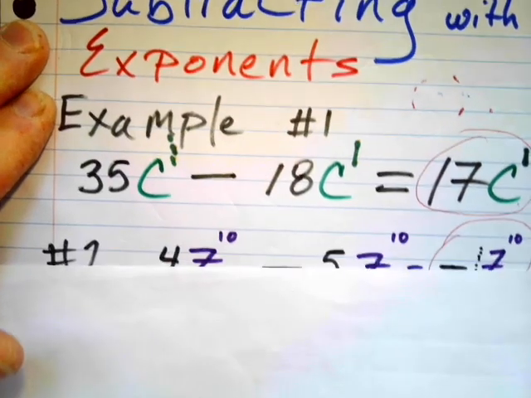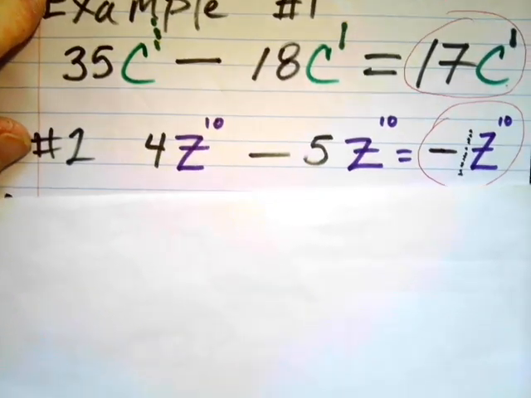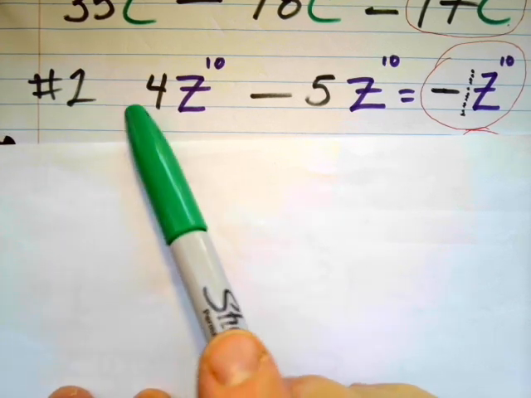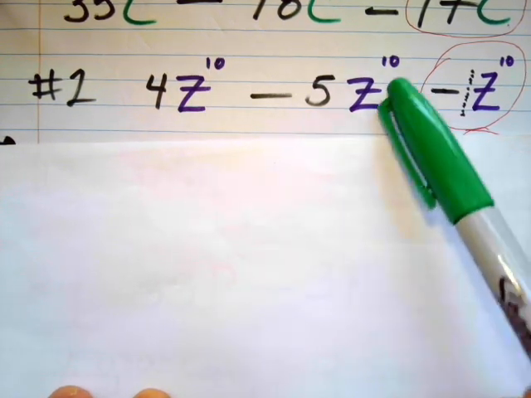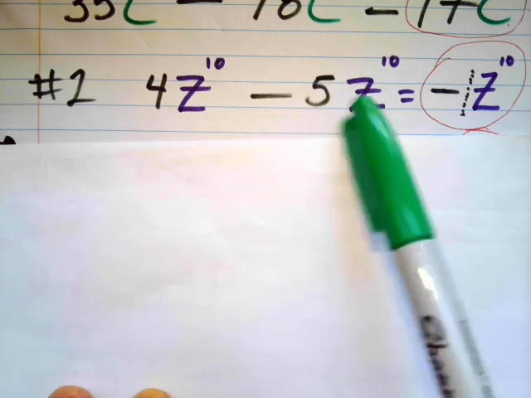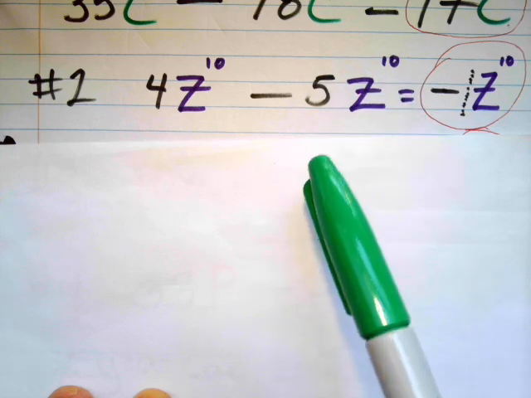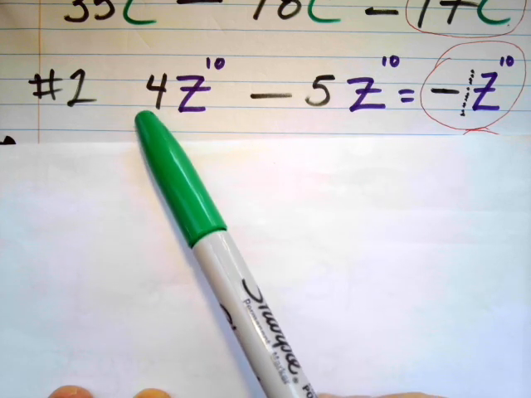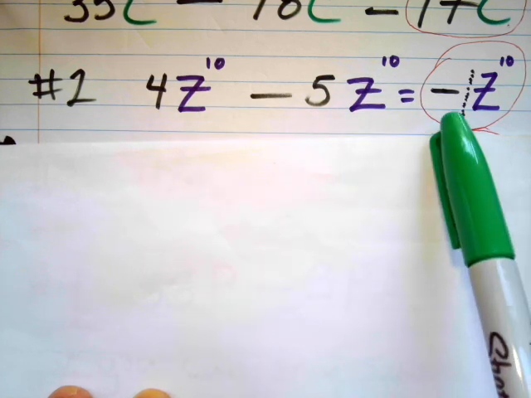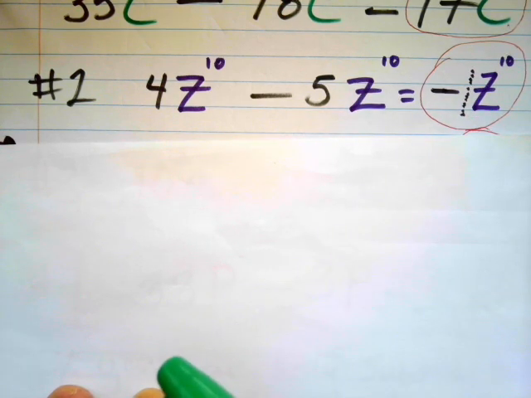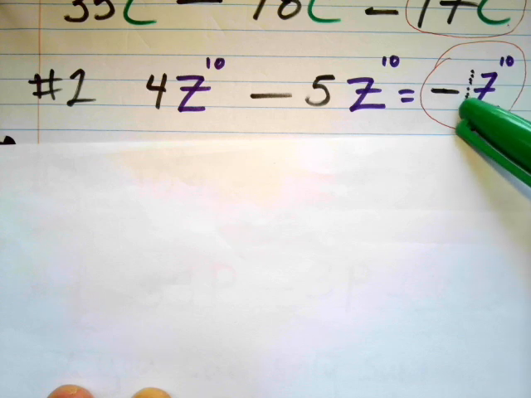All right, let's take a look here at example number 2. We have 4z to the 10th power minus 5z to the 10th power. Do I have the same base? I do. Z is the base. Do I have the same exponent? I do. These are like terms. 4 minus 5 is a negative 1, right? It's an invisible 1 typically. Can you write a solid negative 1 in front of that z?